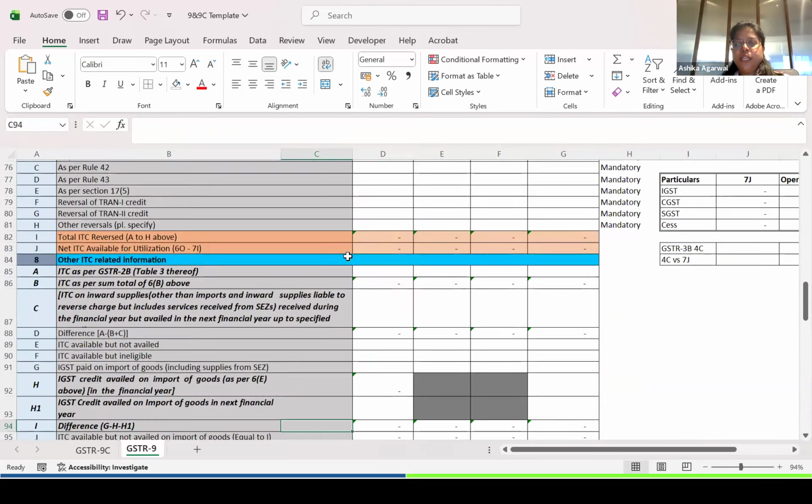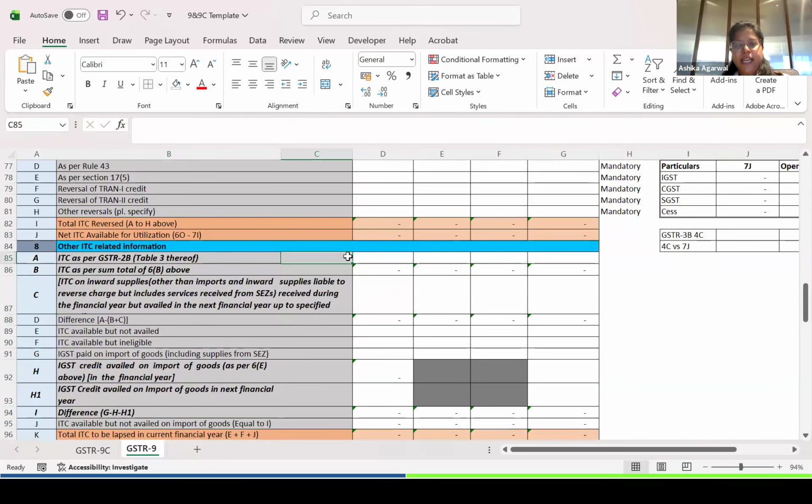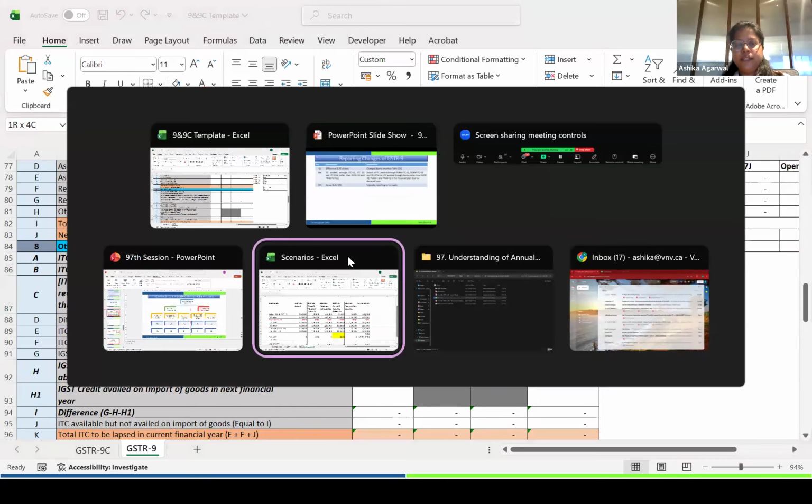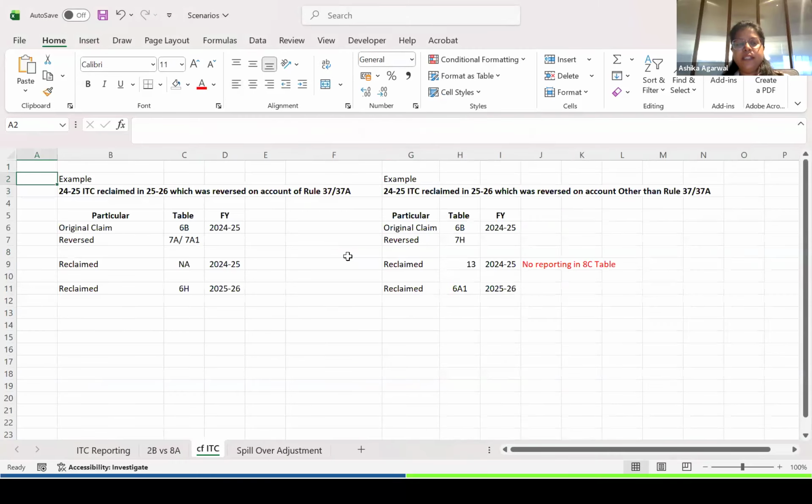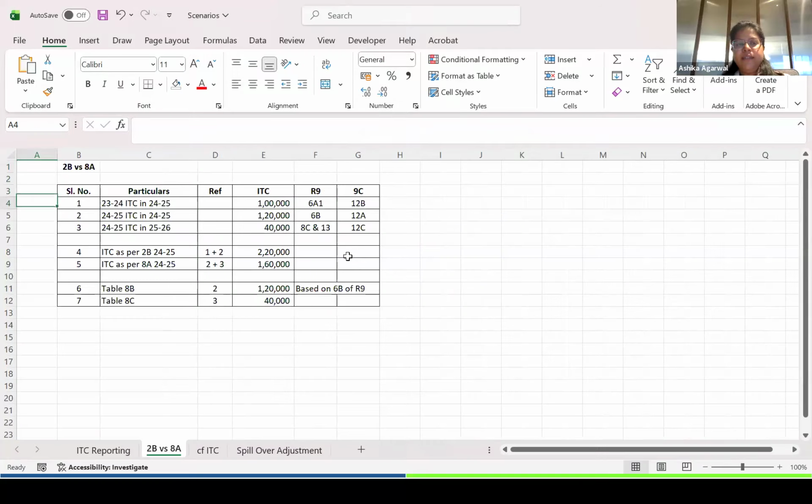Now coming to Table 8, as sir already has discussed 8A, 8B, how 8B is auto-populating based on 6B after excluding 6A1 impact. Here you have to report the ITC carry forward. We have already discussed how your 8C will come, because of how 8A is auto-populating. Whatever ITC of 24-25 gets auto-populated in 25-26 is carry forward ITC.